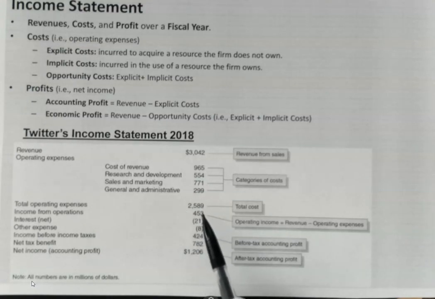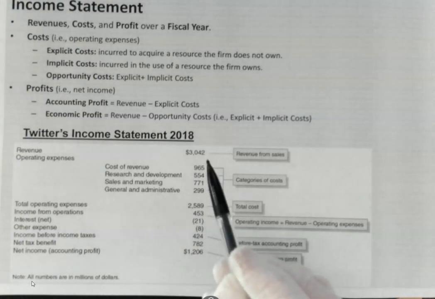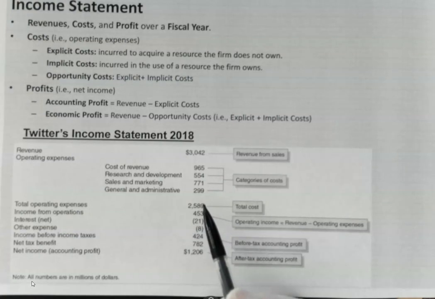They also generated some income from their operations of $453. This is simply the difference between the revenue, sales, and the operating expenses. So they have an income from operations of $453 million.